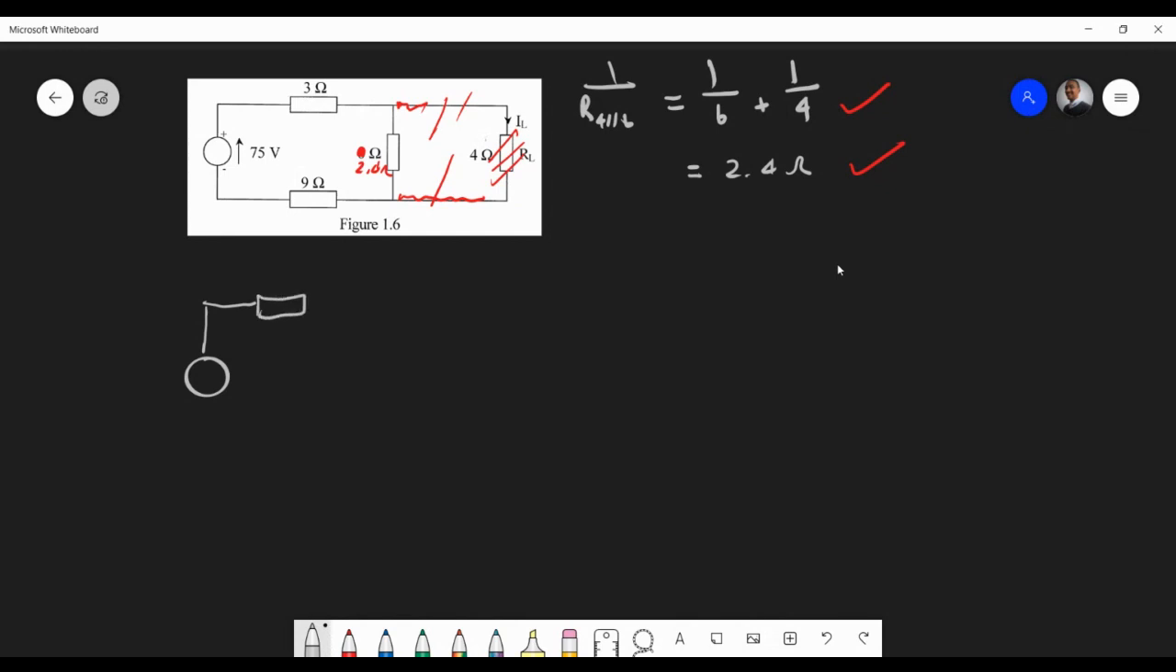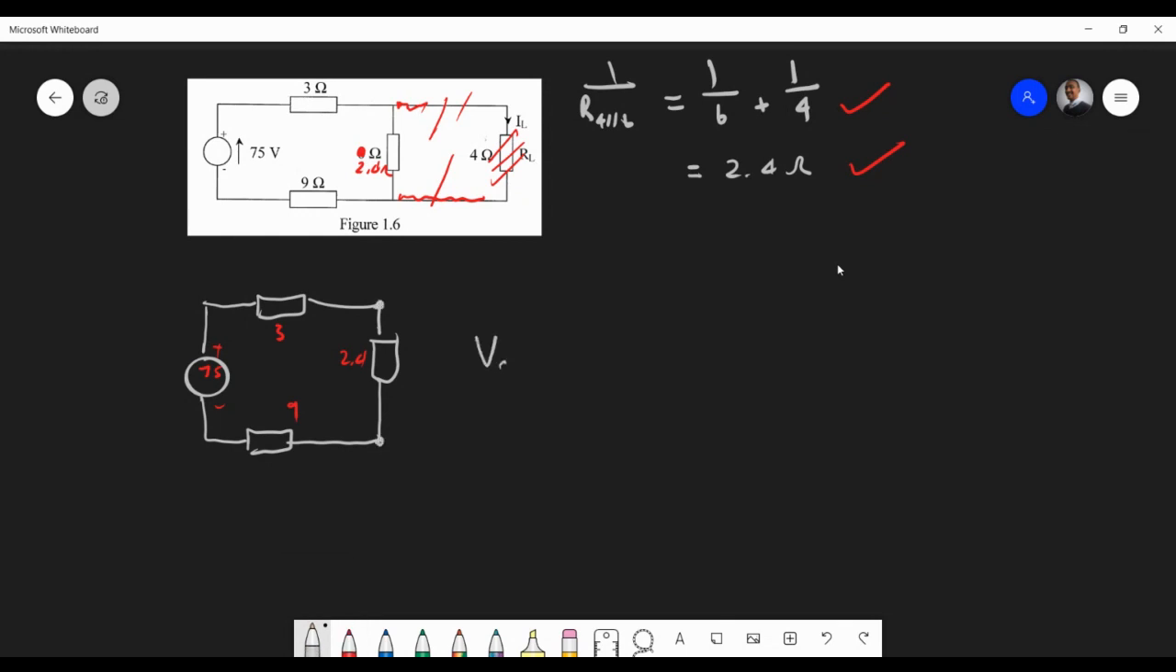Okay, so that's a 3 ohm, and now it looks like this. So we have a simple series circuit. So like I said, we have 75 volts, then 3, 2.4, and 9. So now we're going to find the voltage across here.